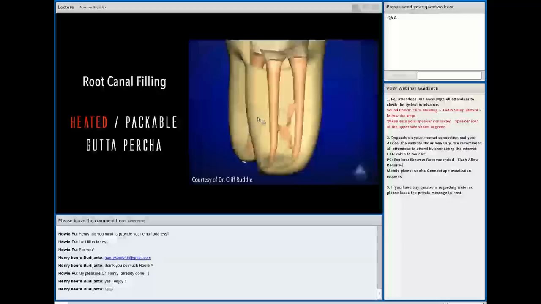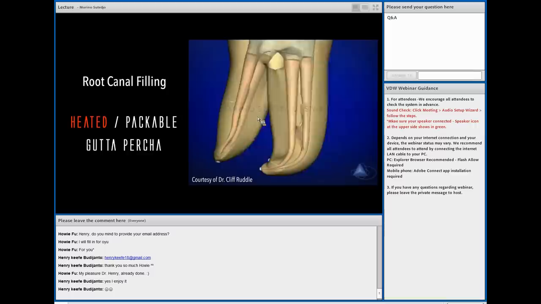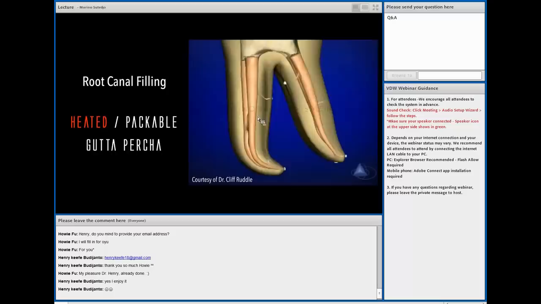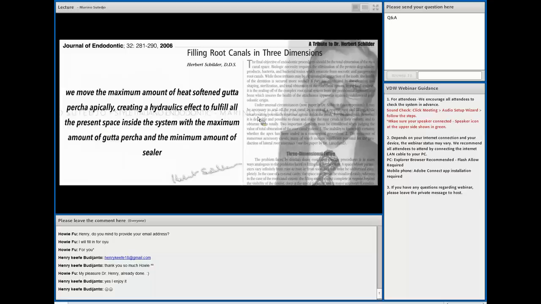So once again, in order to achieve what we know as three-dimensional obturation, Schilder said that we need something that can be plasticized. Because if we can plasticize, it means we can pack our gutta percha. So how can we plasticize gutta percha? Of course, by applying some heat. By doing warm vertical condensation, we apply some heat, which means we can transform the softened gutta percha and move the maximum amount of heat-softened gutta percha apically.